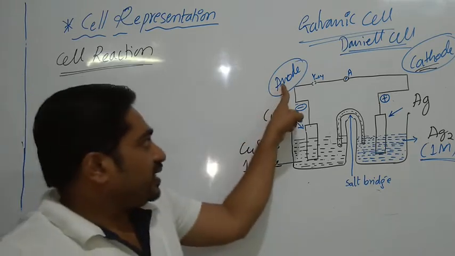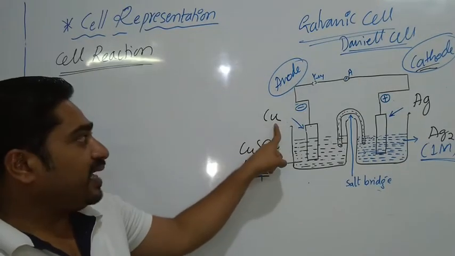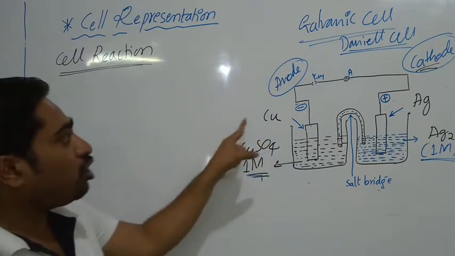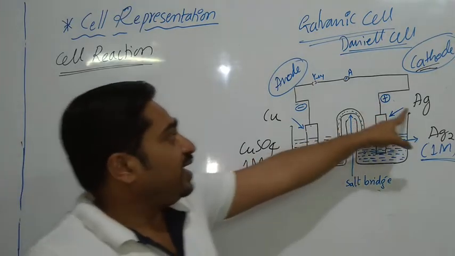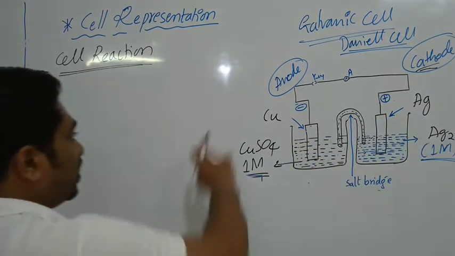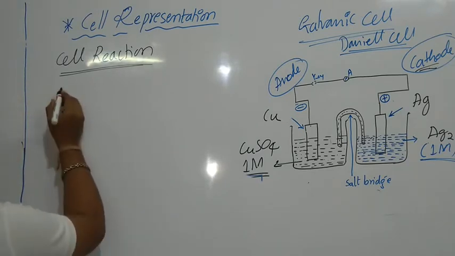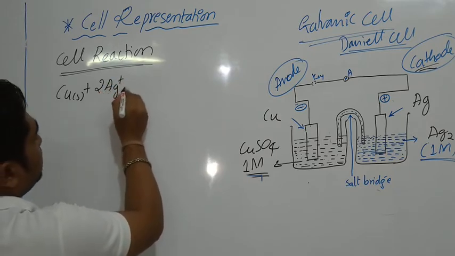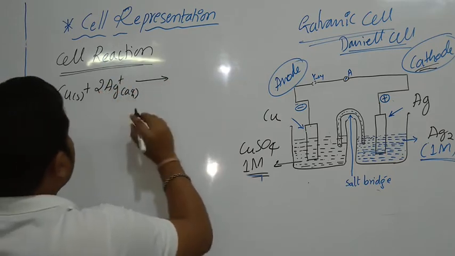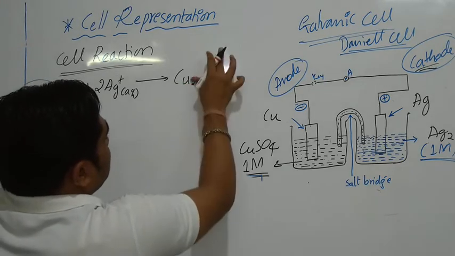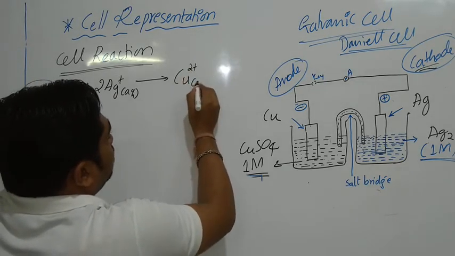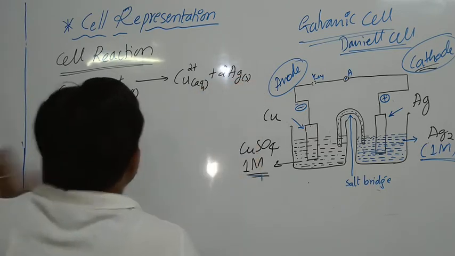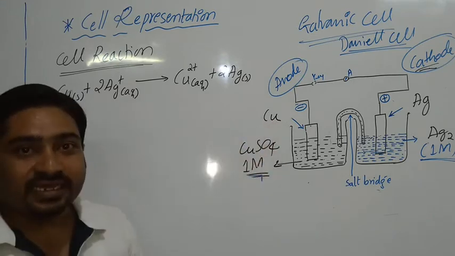So here I have taken copper at the anode. Anode means what? Which reaction must it undergo? Yes, oxidation reaction. Copper must undergo oxidation and silver must undergo reduction. Now the overall chemical reaction for this cell is Cu plus 2Ag+ in aqueous form gives Cu2+ plus 2Ag. So this is the overall reaction taking place in the cell.